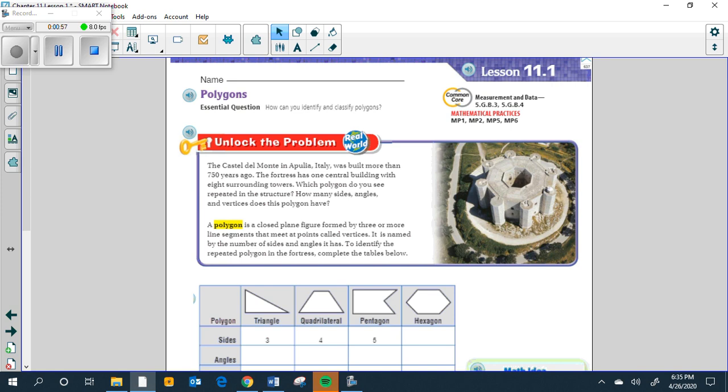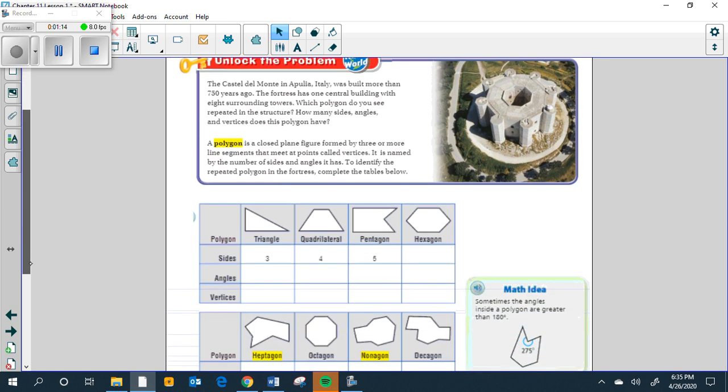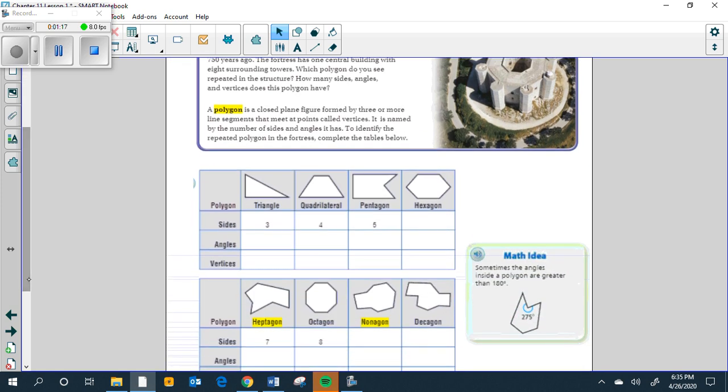A polygon is a closed plane figure formed by 3 or more line segments that meet at points called vertices. It is named by the number of sides and angles it has. To identify the repeated polygon in the fortress, complete the tables below. So let's take a look at the table. The first polygon that we're shown is a triangle. A triangle has 3 sides, 1, 2, 3. It has 1, 2, 3 angles, and it has 1, 2, 3 vertices.